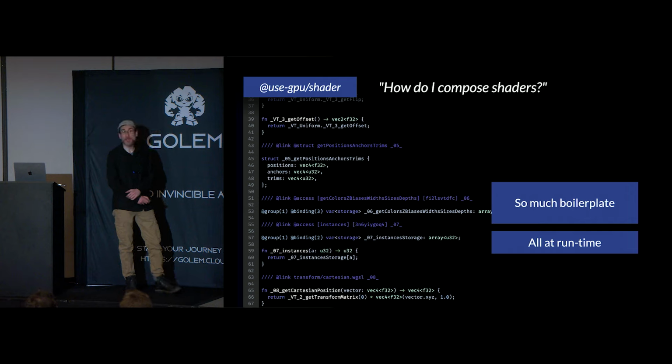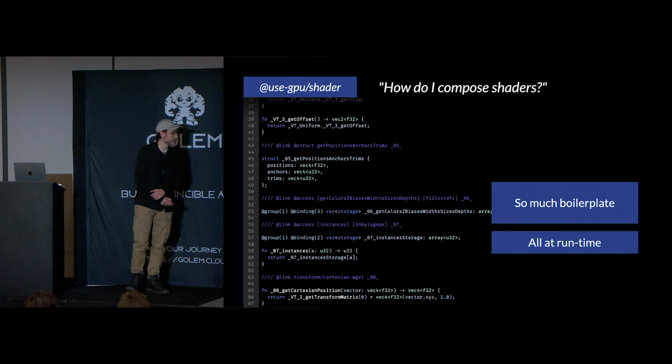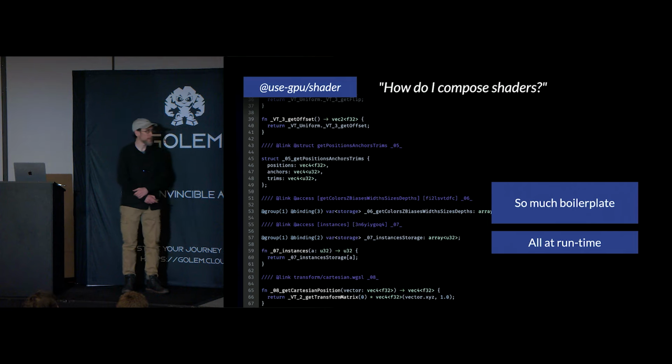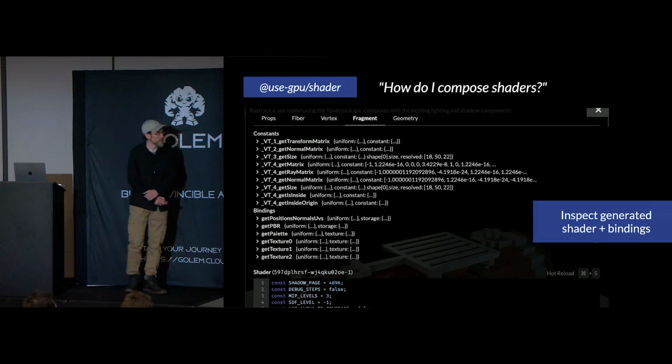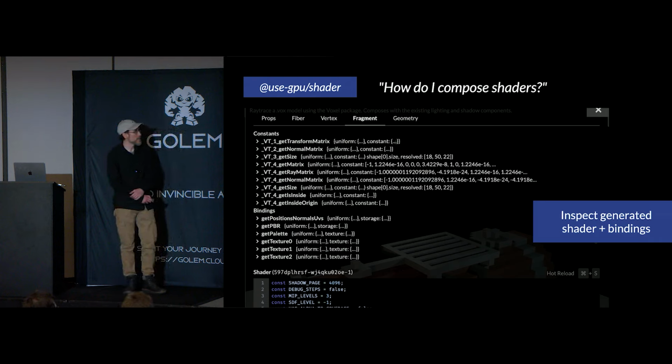And I do it all at runtime, because like I said, my types are data. I cannot do it at compile time. I do not have that luxury. If I change one detail about how I render a friendly line, I need a completely new shader, potentially. You can inspect these generated shaders and their bindings using the same inspector.